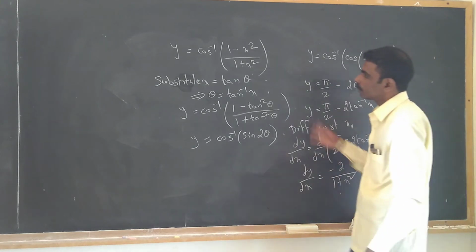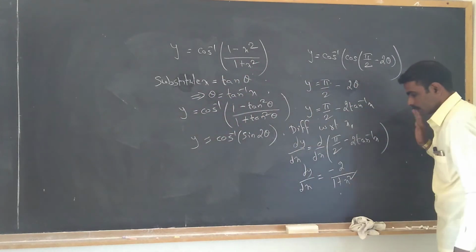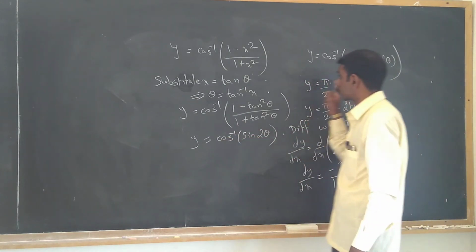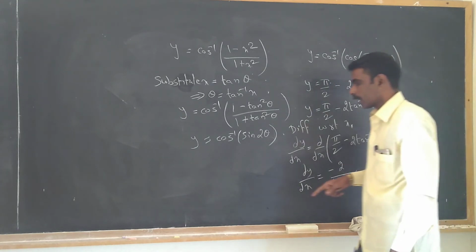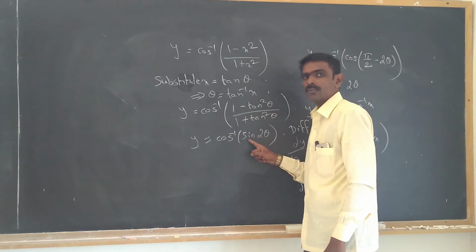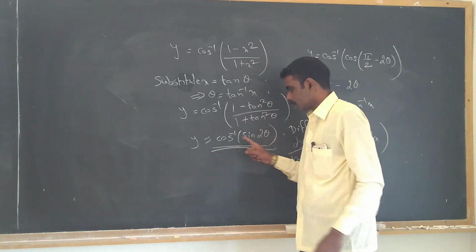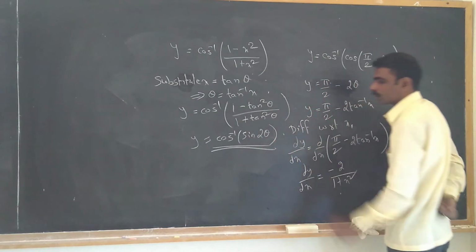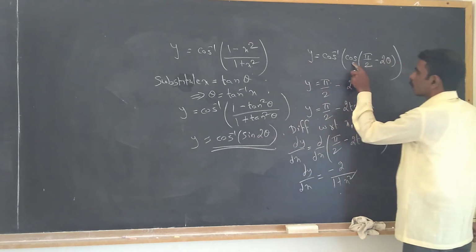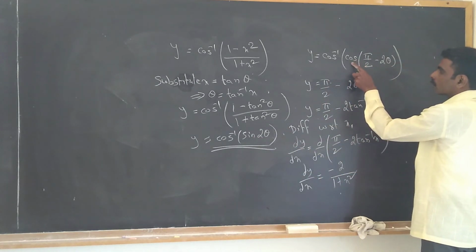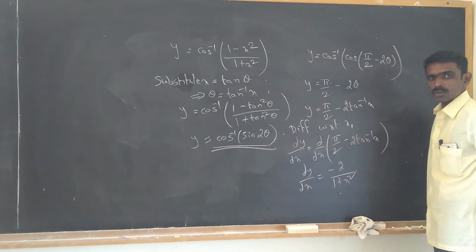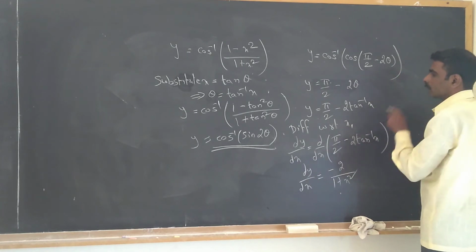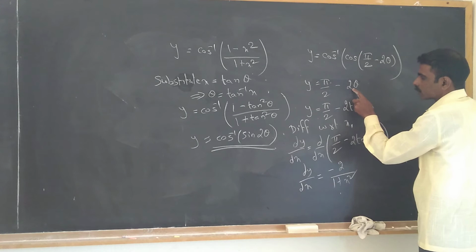Just note the difference between the previous problem and this problem. In the previous problem you got sine inverse of sine of 2 theta, which was 2 theta. But here you are getting cos inverse of sine of 2 theta. So here first you have to convert sine in terms of cos. Once you convert sine in terms of cos, you apply the formula cos of (pi by 2 minus 2 theta). Now cos inverse of cos is the angle, but here the angle is pi by 2 minus 2 theta.